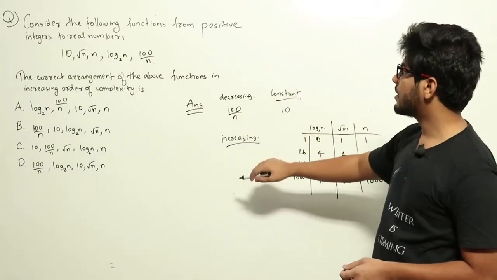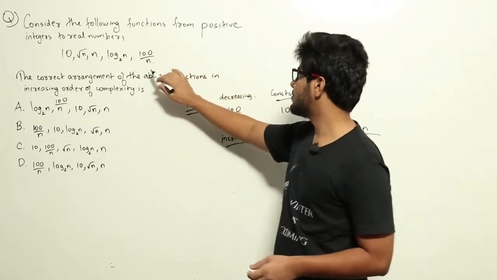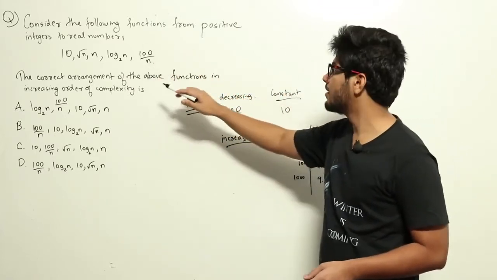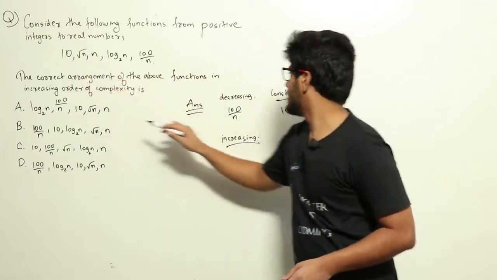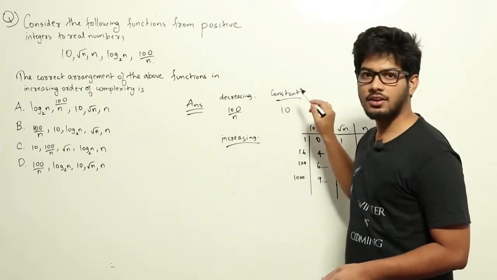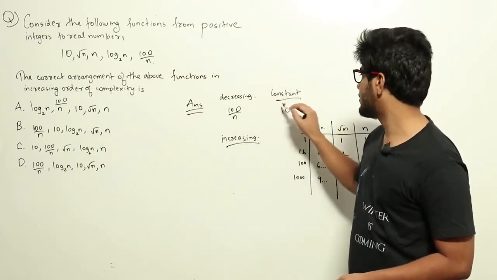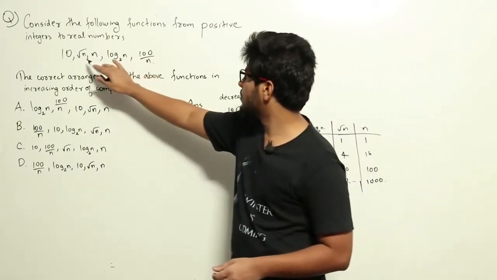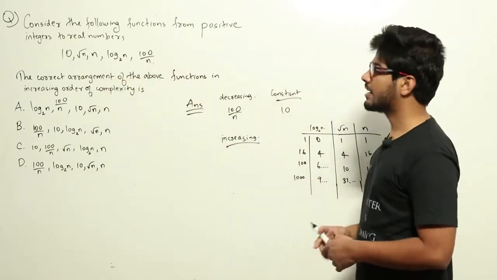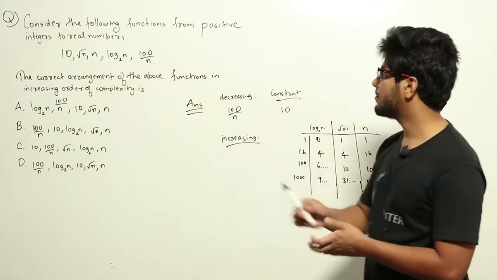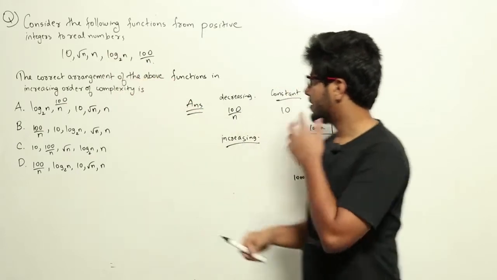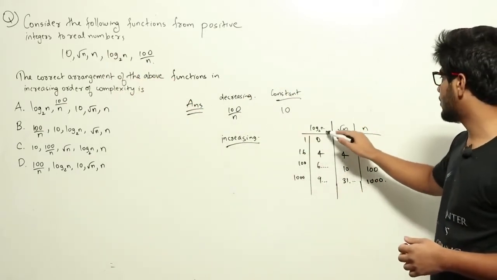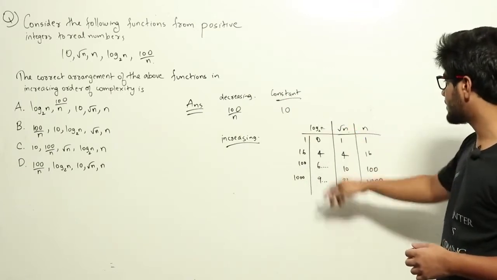So if you take a look here, 100 by n is an asymptotically decreasing function. As n increases, the value of this keeps on going down. And 10 is asymptotically constant. Whatever is n, the value of 10 will remain the same, it's constant. And n, root n and log n will increase as we increase n. So we need to find out the order among these three. So we'll write down these three functions, log n, root n and n, and take a few sample values.